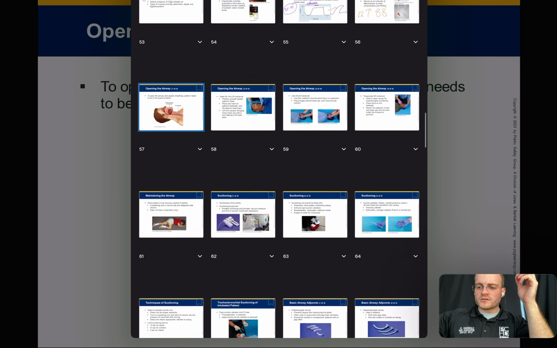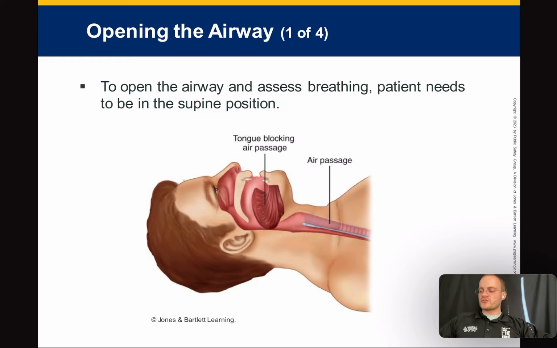We have really nice high fidelity airway mannequins. So for now, let me just try to stumble through this with some pictures. We will get very good at this. You're going to do this a lot in class. Okay, this will become very natural.